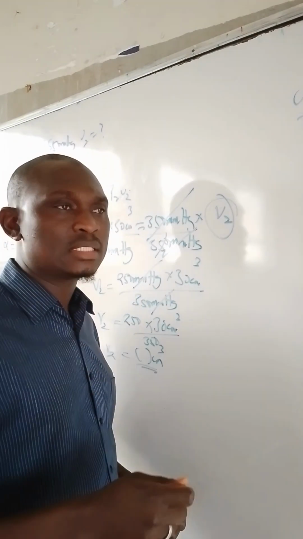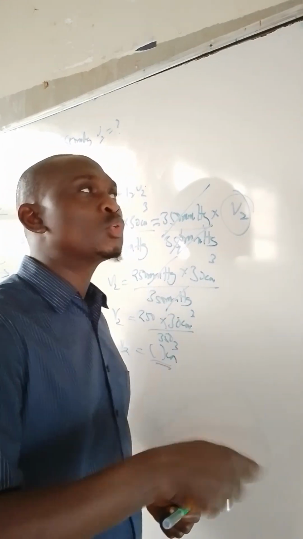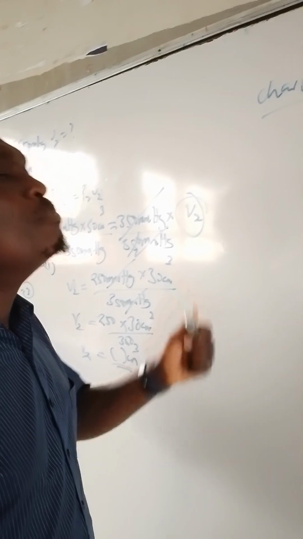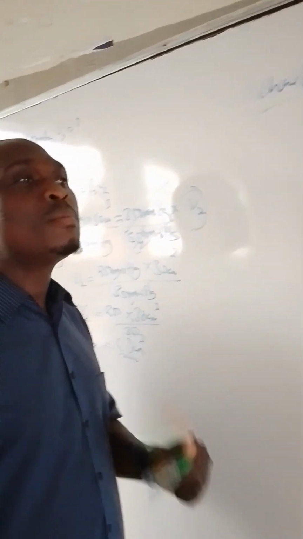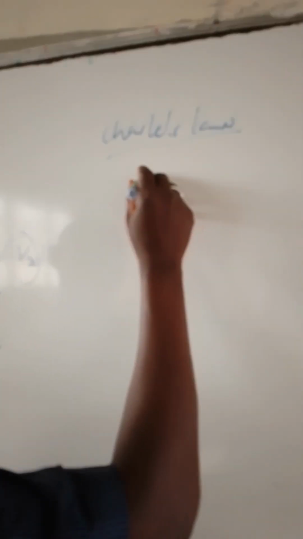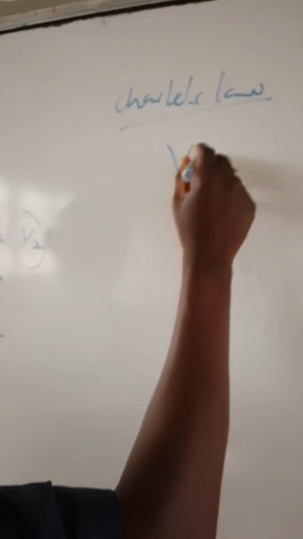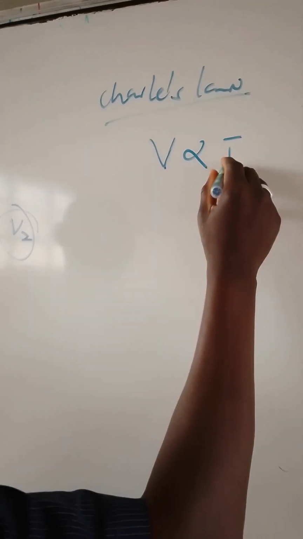Charles' law says that the volume of a fixed mass of a gas is directly proportional to its absolute temperature, provided that pressure remains constant. And therefore, to do this is very simple. What we are going to do is, we have the volume of a fixed mass of a gas is proportional to the absolute temperature.